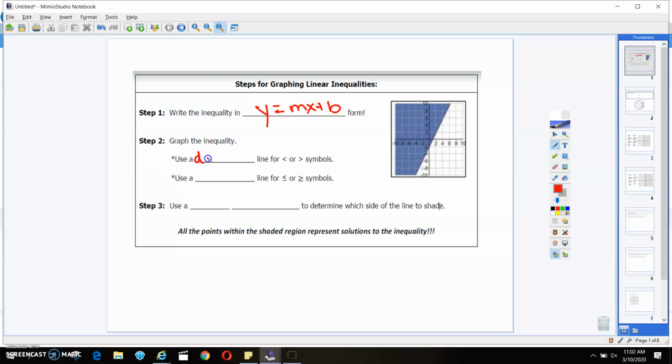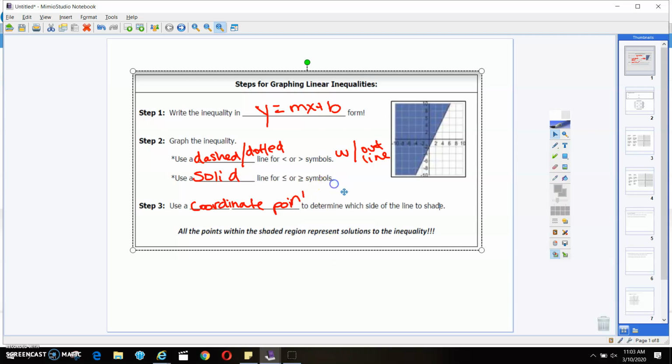You're going to use a dashed or dotted line for greater than or less than symbols. And you're going to use a solid line for greater than or equal to, less than or equal to symbols. So if there's not a line, you're going to use a dashed line. If there is a line, you're going to use a solid line. You're going to use a coordinate point to determine which side of the line to shade. I'm going to show you this in just 1 second.